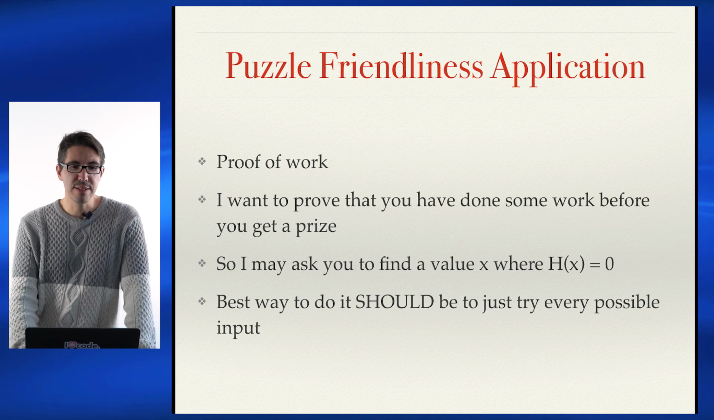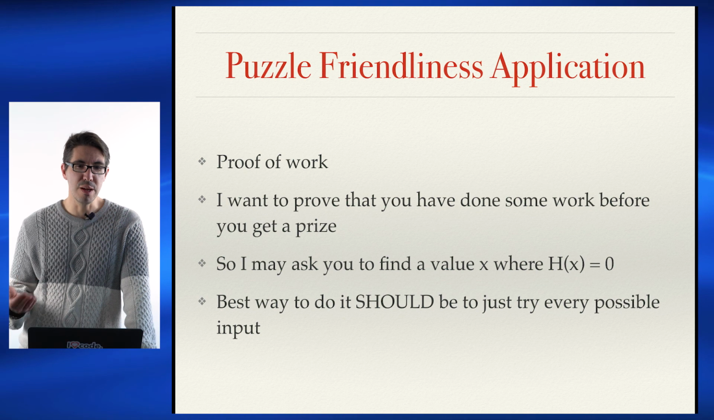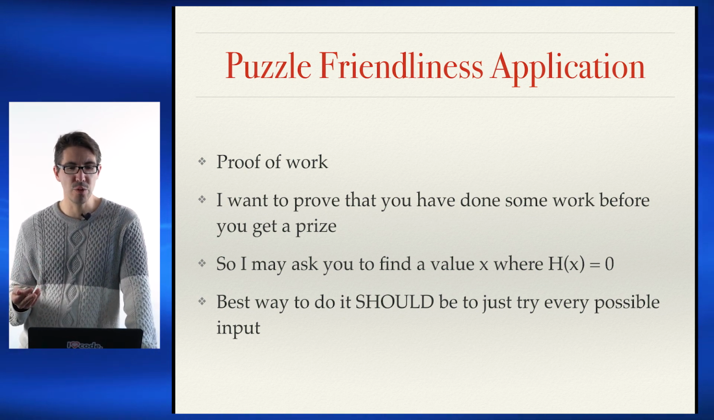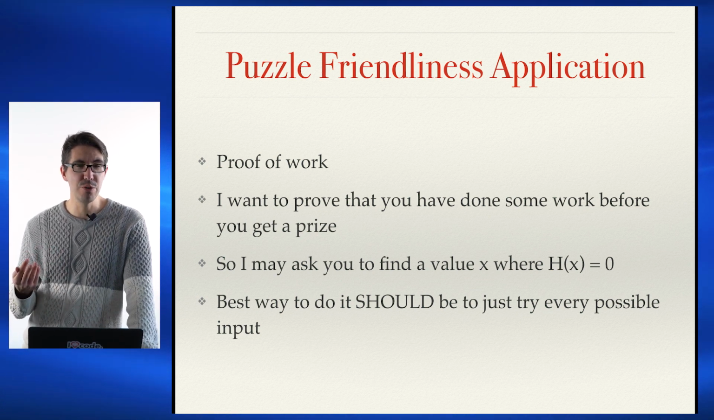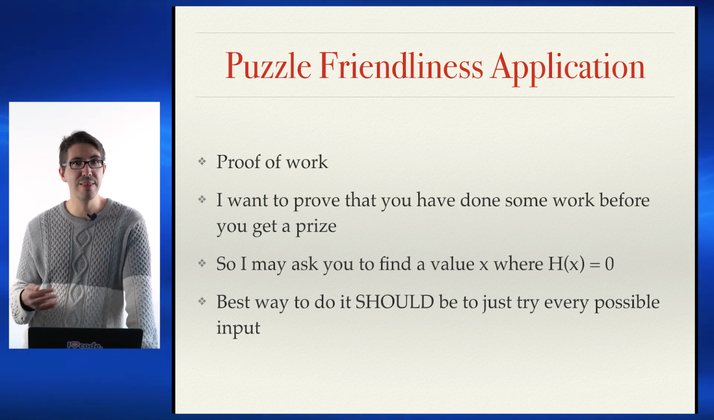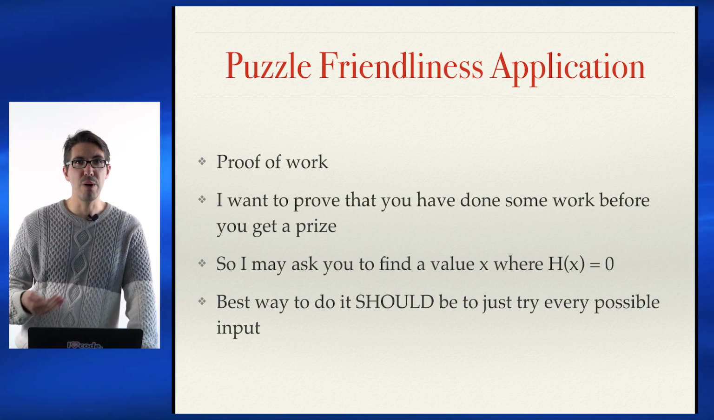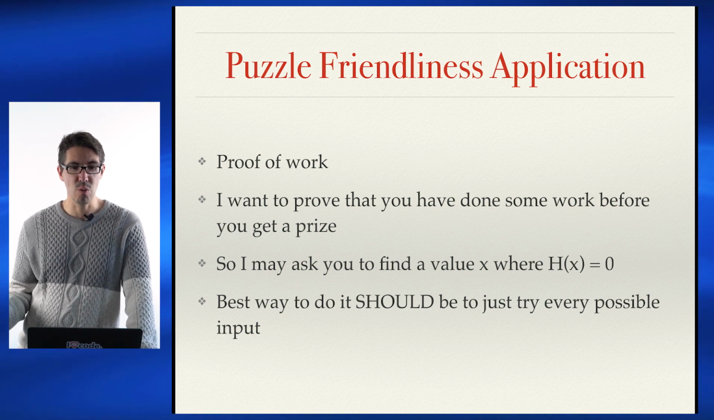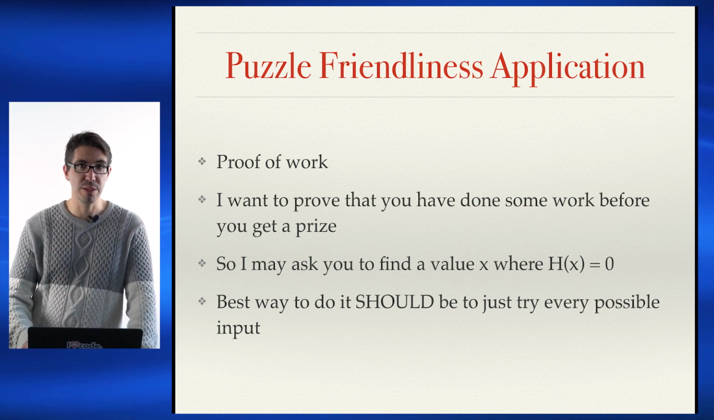So puzzle friendliness comes in handy with proof of work, because if you want to prove to somebody that you have done work in order to get a prize, like generating a Bitcoin block, you're going to be asked to find the value of a hash that is below a certain number. And the easiest way to do this is just running lots of different possibilities until you get a hash result that meets these requirements. There are no shortcuts. You just need to try lots and lots of different possibilities.